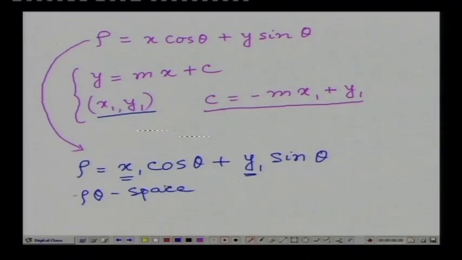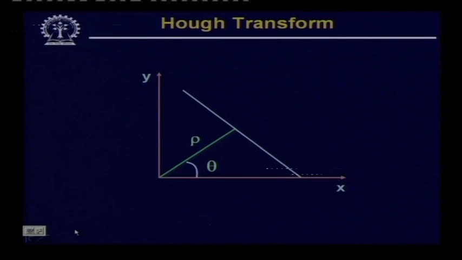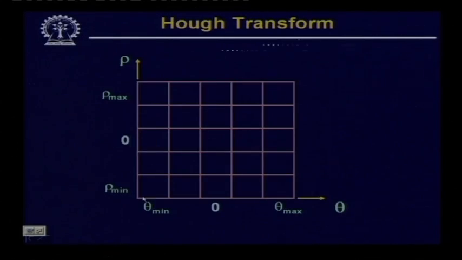Now, this is the only difference between the MC plane and the rho theta plane. Apart from this, the formulation is exactly same as before. So, for computation, again here what we have to do is, we have to divide the rho theta space into a number of accumulator cells. So, the accumulator cells are given like this, as in this figure.